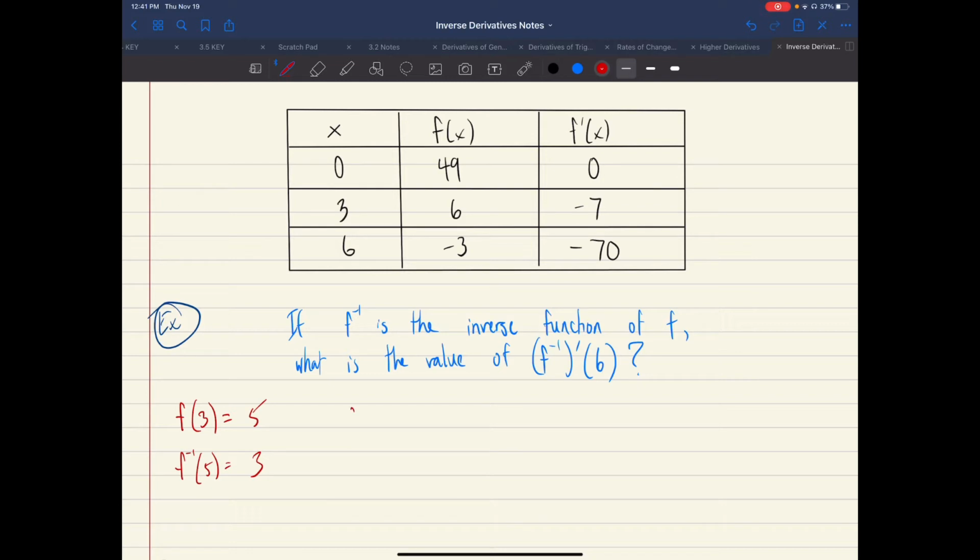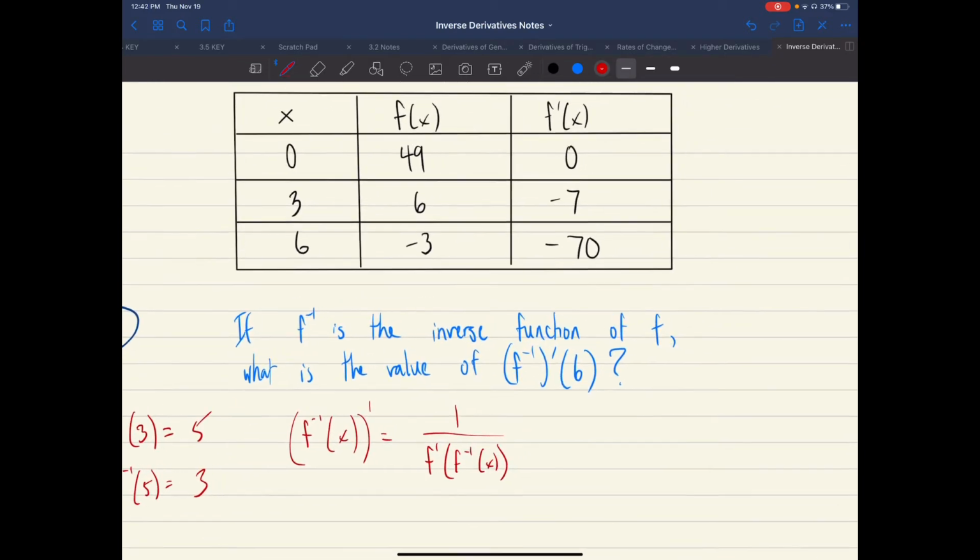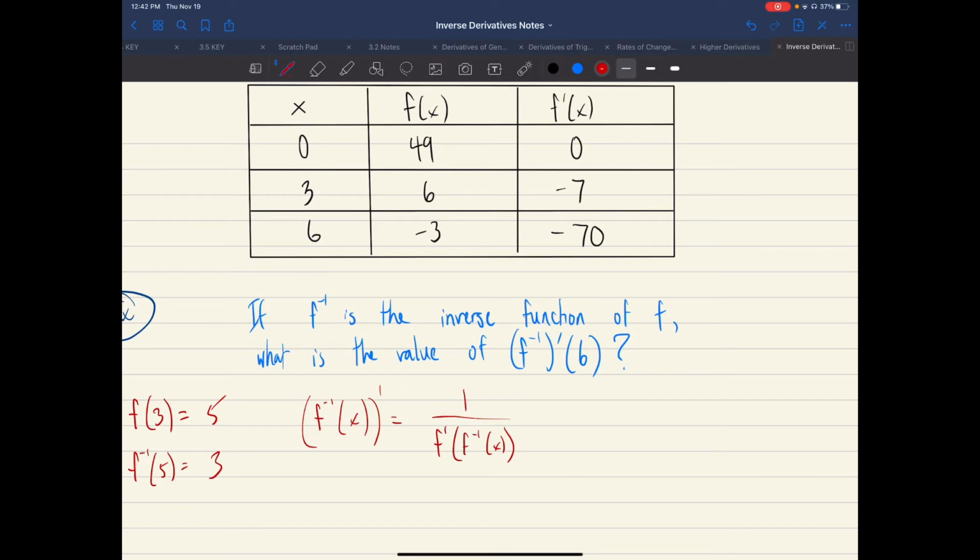So our function that we need, okay, so we're going to use that. So what do we do? Well, what is f inverse of 6? Because what we're trying to find is f inverse prime of 6. Okay, well, f inverse of 6.